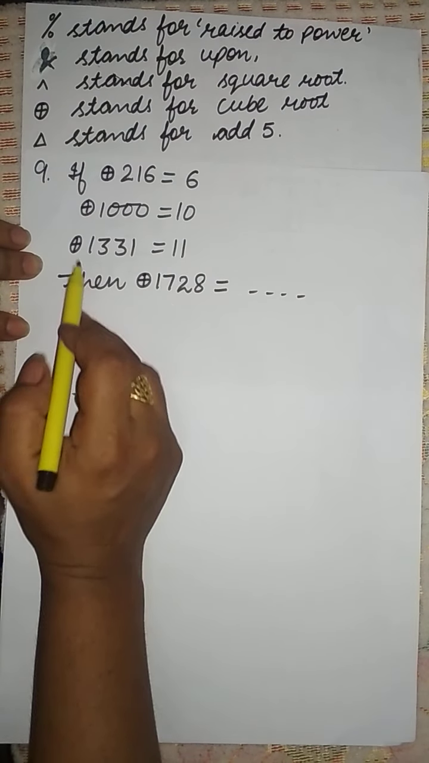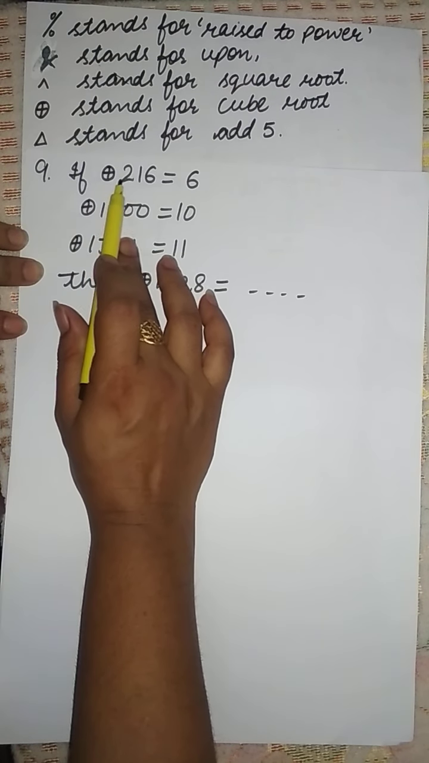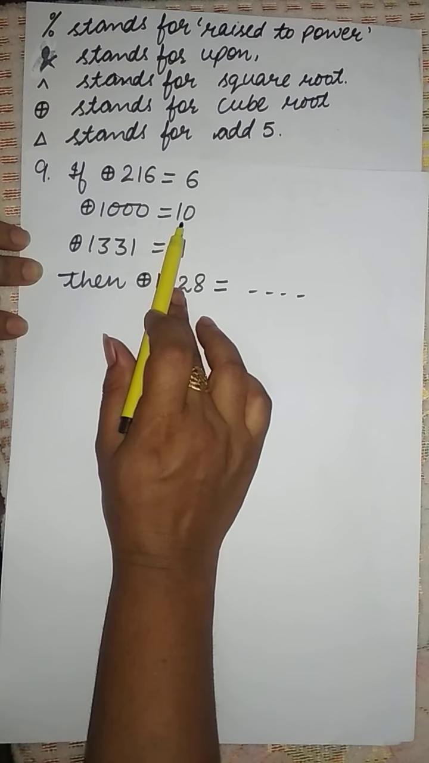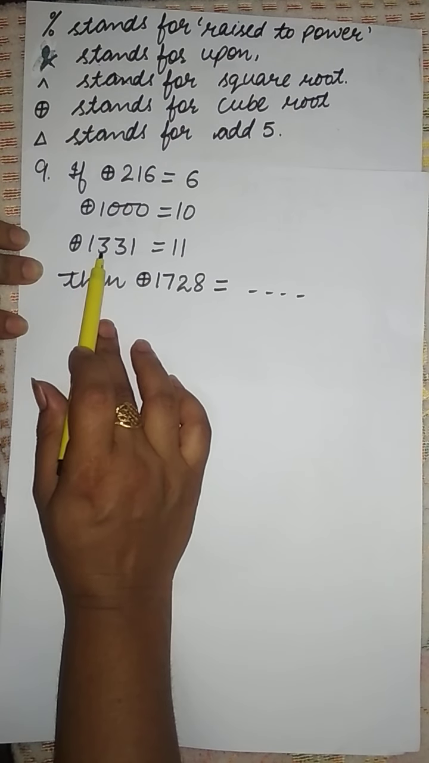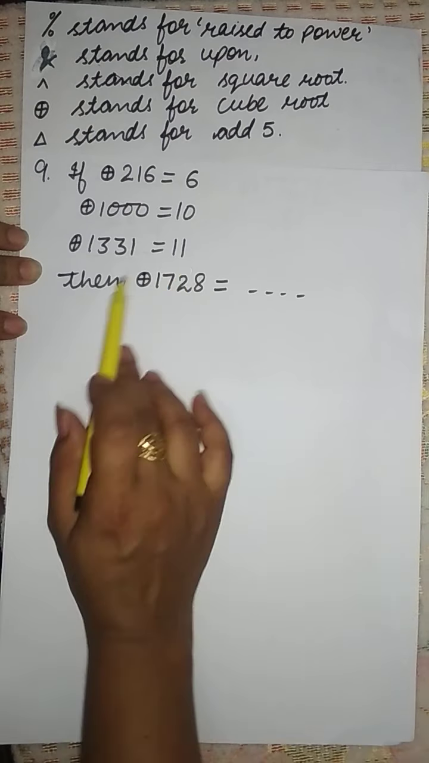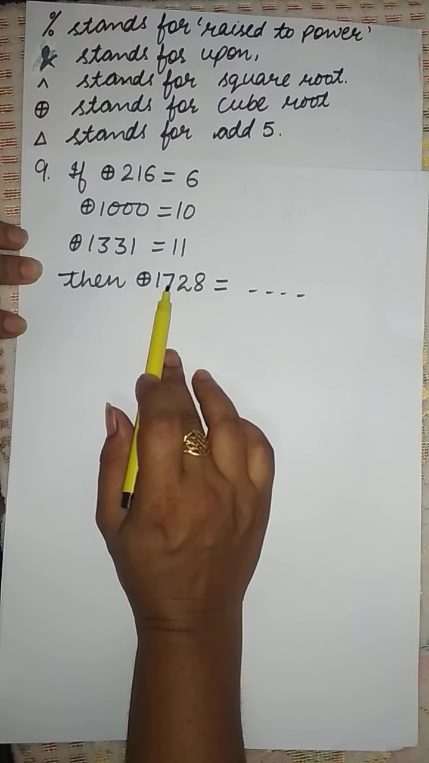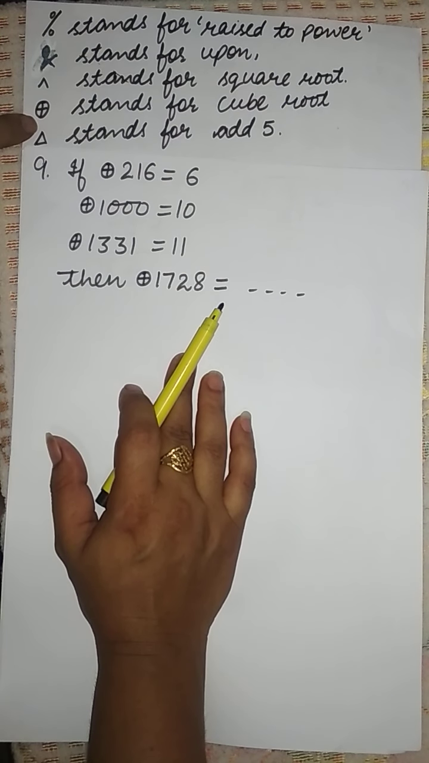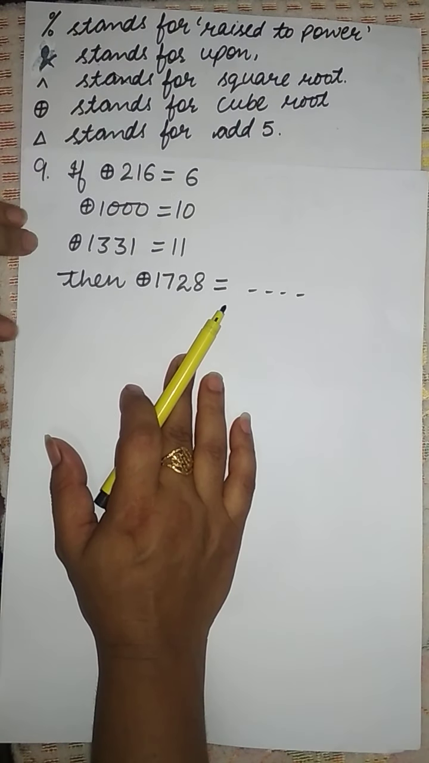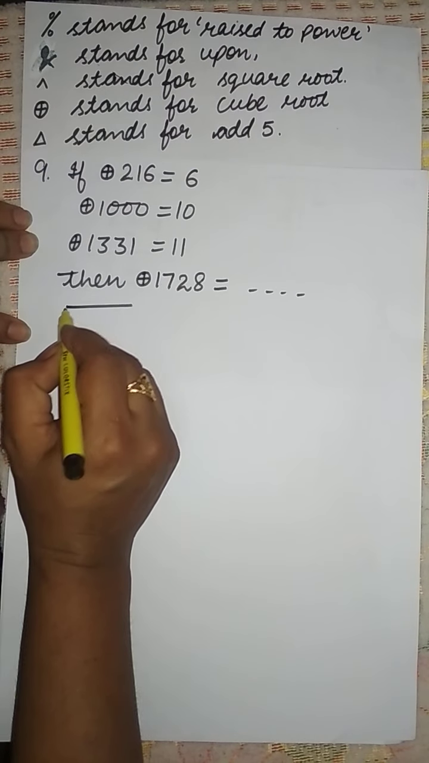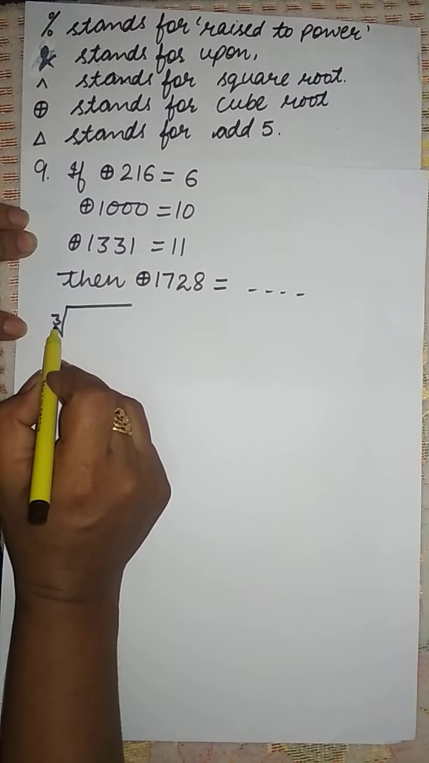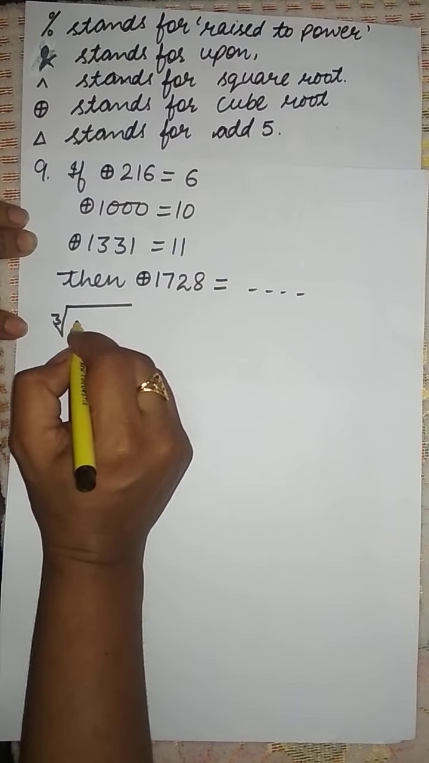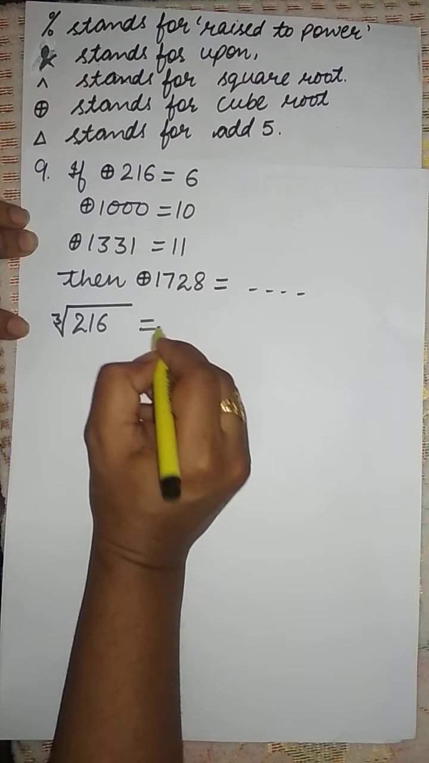Next question is question number 9. If O plus 216 is equal to 6, O plus 1000 is equal to 10, O plus 1331 is equal to 11, then what is the value of O plus 1728? Now students, it is given in the question that the O plus sign stands for cube root, and so we can say that the cube root of, here I will write 3. This 3 means this is the symbol for cube root. 216 is equal to 6.